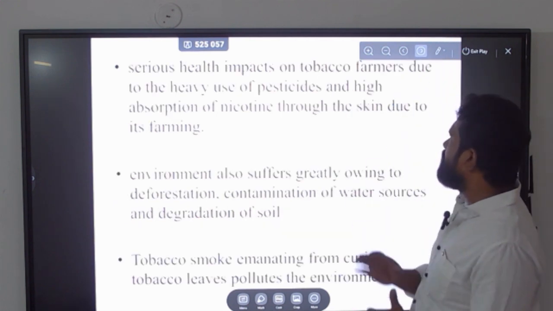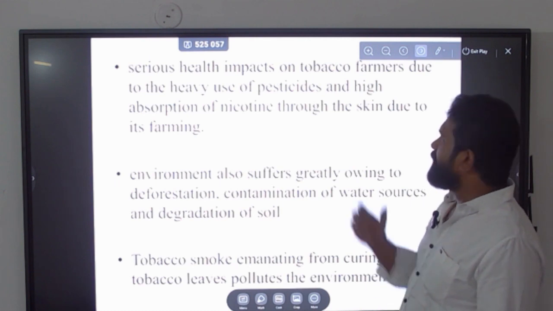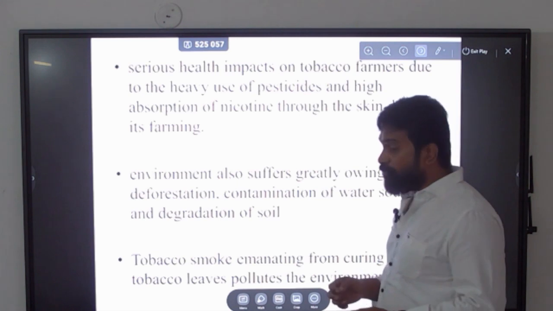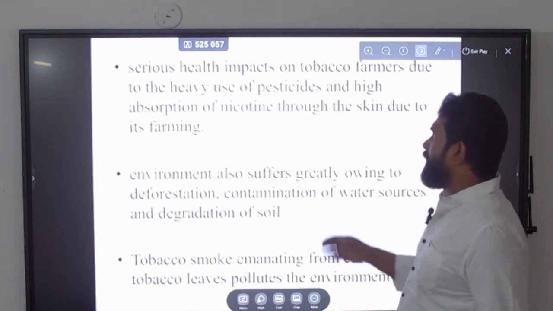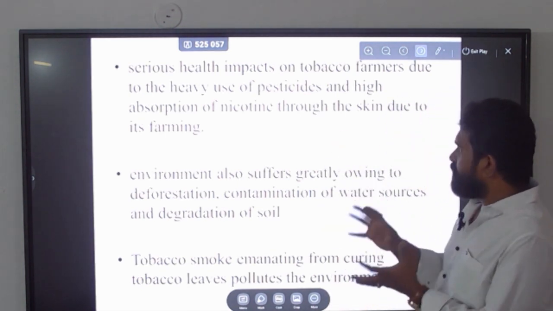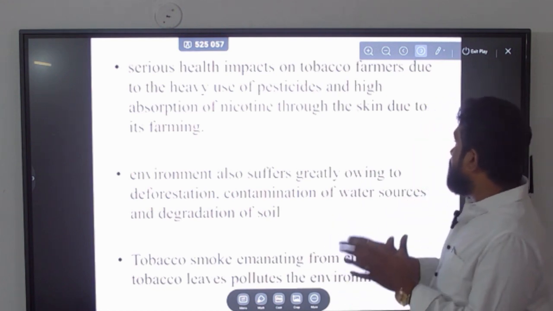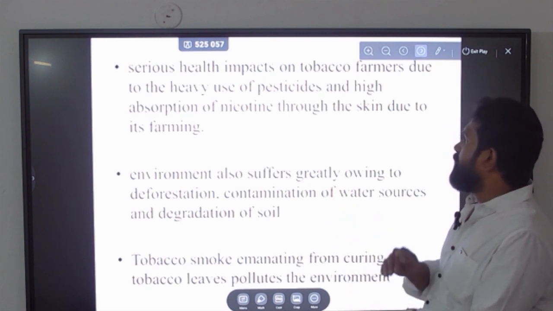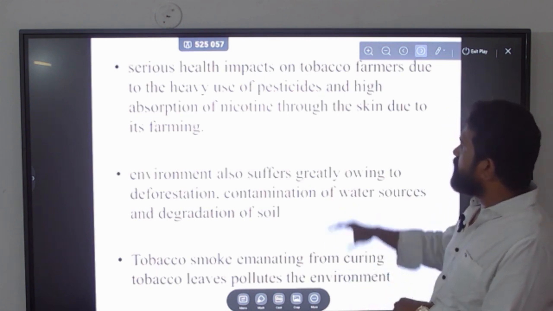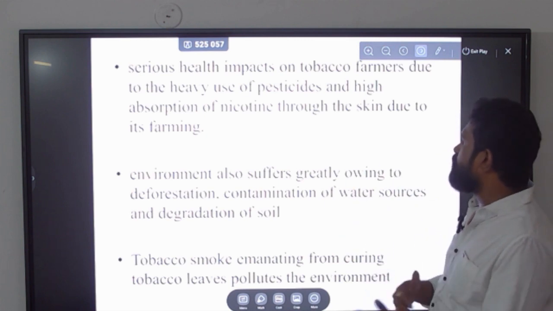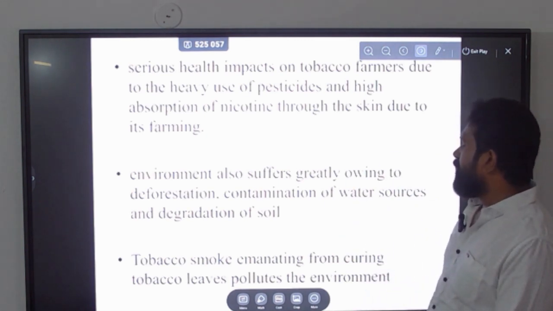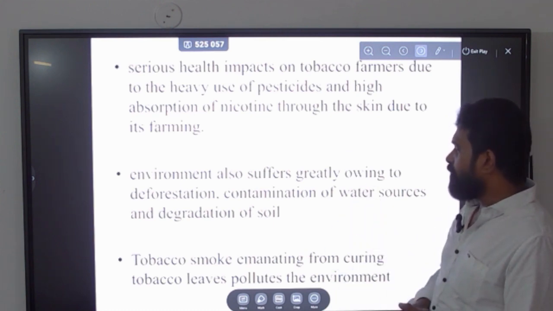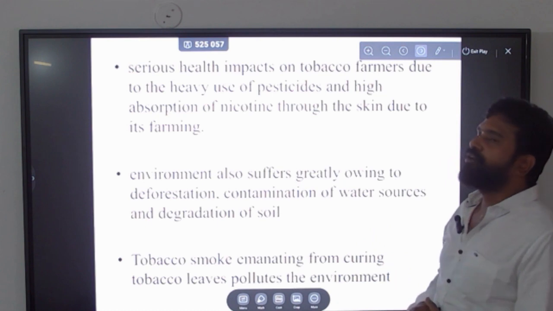So there is a series of health problems in tobacco cultivation and farming, because they are using a large number of pesticides, and you know the nicotine in the tobacco is absorbed by the skin, which can lead to cancer and a lot of other problems. Also, when cultivating tobacco, there is water contamination and degradation of soil.